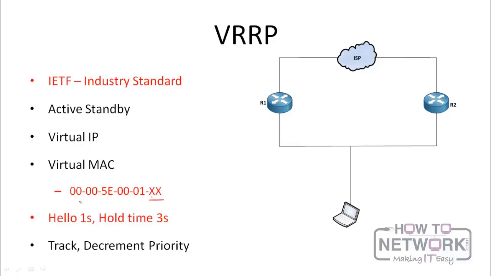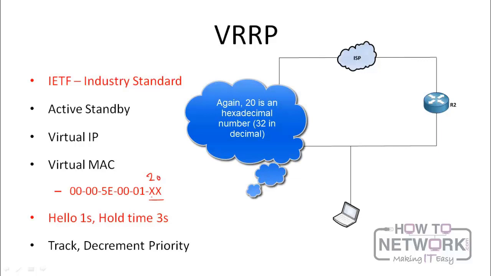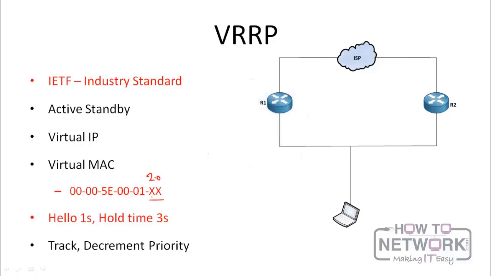group number. So we have 0005E0001XX. So if we're having VRRP group 20, for instance, then the virtual MAC address is going to be 0005E000120 as the virtual MAC address.